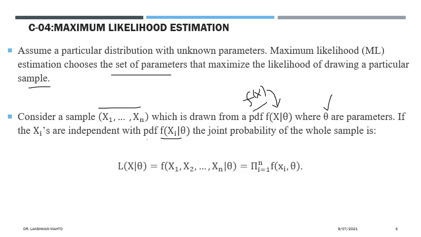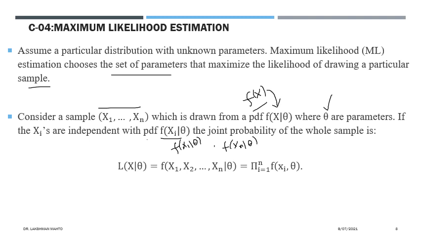Just we have to multiply. So f of x1, the density, or probability if it is discrete in nature, for the first observation, f of x1 given theta, times the probability for the second observation. Likewise, you are having N observations, so you will calculate the density of the nth observation, f of xn given theta.